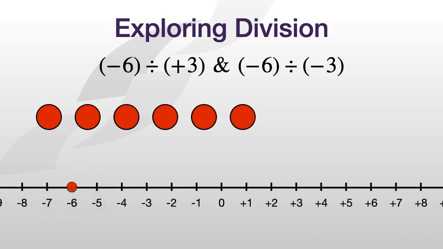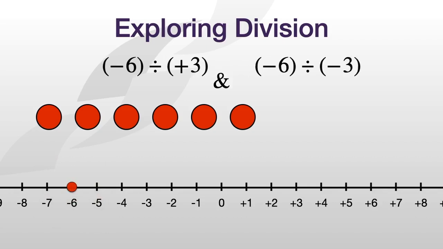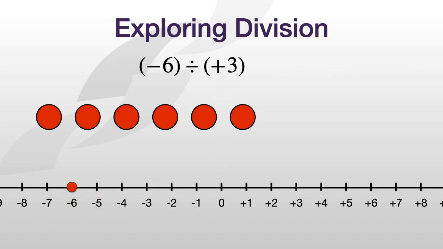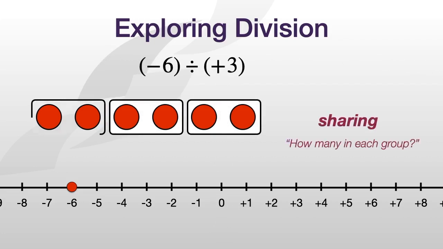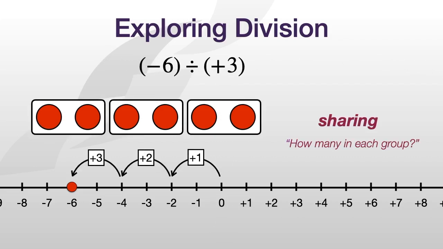We'll start with -6 divided by +3. Dividing by +3 can mean sharing between 3 groups, or 3 jumps. In each group, there are 2 red counters. Each jump is 2 spaces to the left. Therefore, -6 divided by +3 is -2. It is not helpful to think of dividing as measuring in this expression, because this approach asks how many groups of 3 yellow counters are there in 6 red counters.